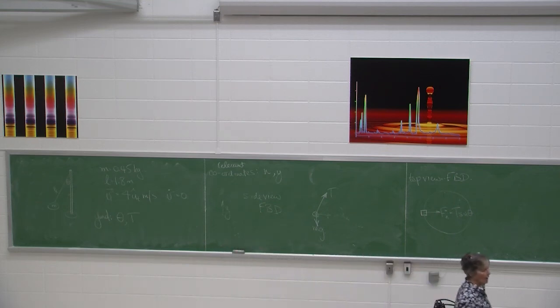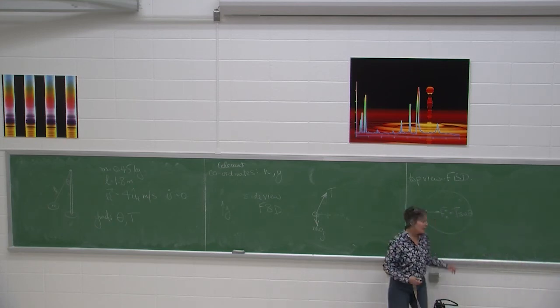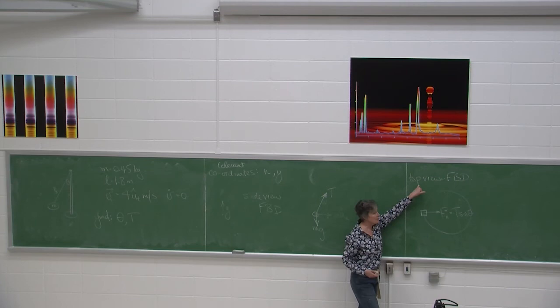I just thought you can also see the force in the T direction. Yes, you could, except that there's no force in the T direction. So this is a free body diagram with forces on it, and there's no force in the T direction. And we know that because there's no acceleration in the T direction. v dot is equal to zero.